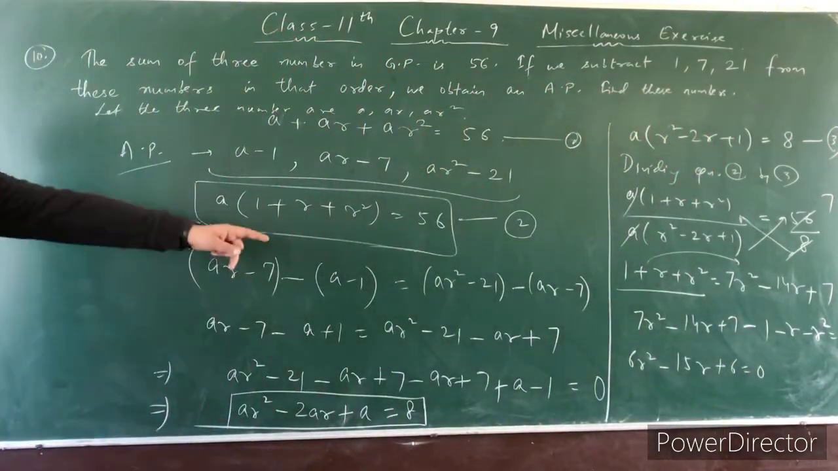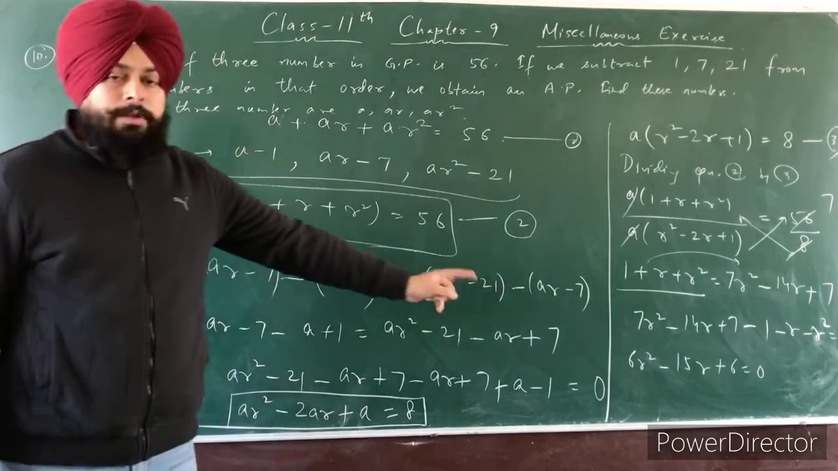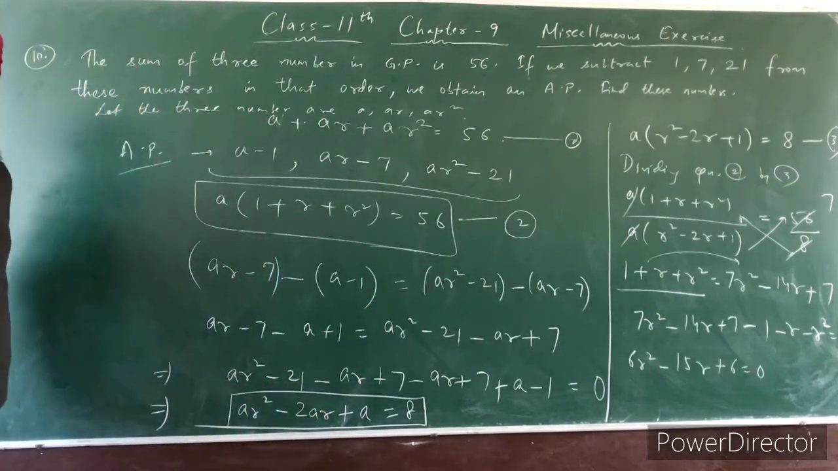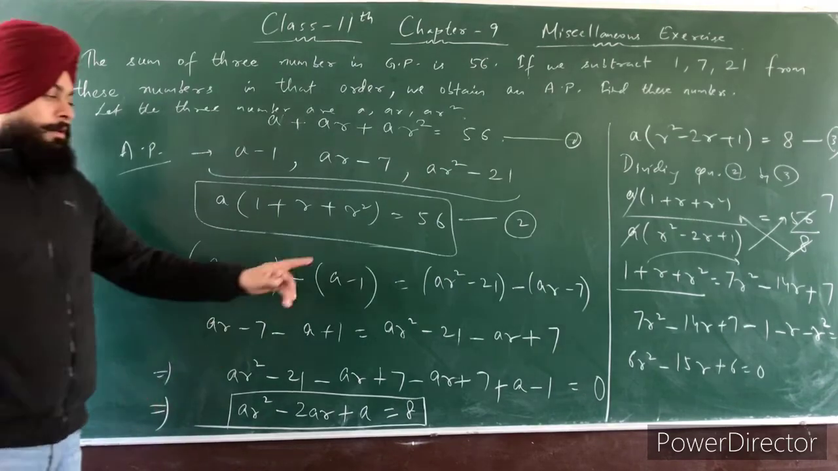Now you can see here this is a quadratic equation because the highest power of the variable is 2. Now from 6r square minus 15r plus 6, what is common? Common is 3.